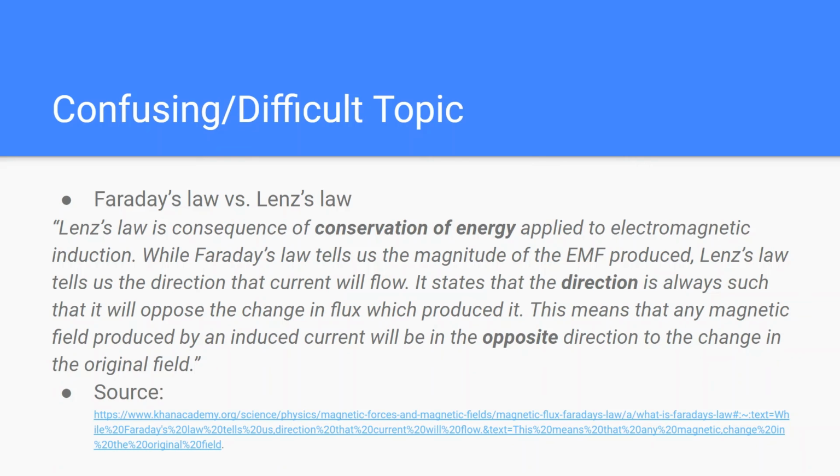the magnetic flux of the falling magnet, on the other hand, Lenz's law tells us the direction that the current will flow. Basically, it's stating that the direction is always such that it will oppose the change in flux which produced it. And we just basically used a negative sign in front of d flux over dt to show this relationship. And this means that any magnetic field produced by an induced current will be in the opposite direction to the change in the original field.